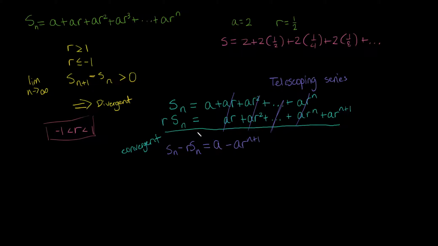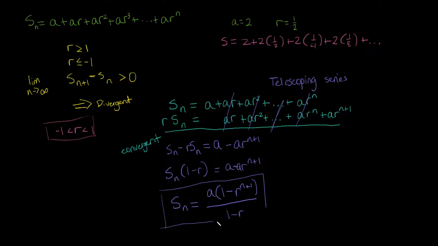And if we just do a little bit of algebra here, we find that Sn times 1 minus r equals a minus ar to the n plus 1. So if we divide each side by 1 minus r, we find that the nth partial sum equals a, factoring the a out, a times 1 minus r to the n plus 1, divided by 1 minus r. And this is the formula that you so commonly see, that you're often just given. This is the formula for adding up n terms in this kind of geometric series.